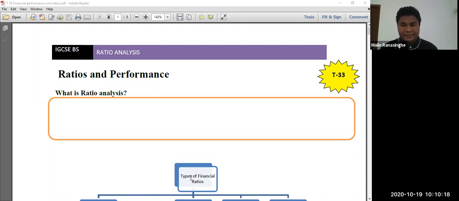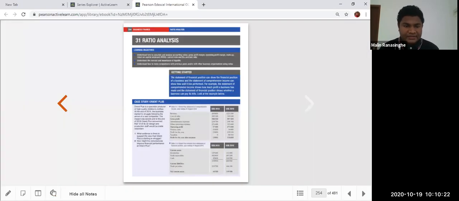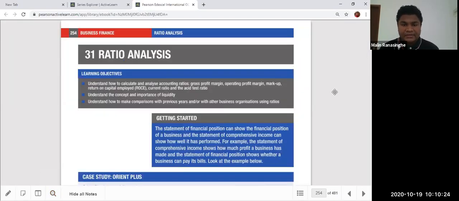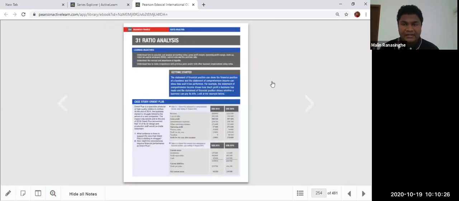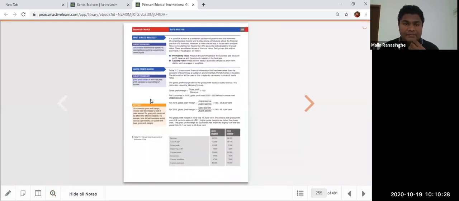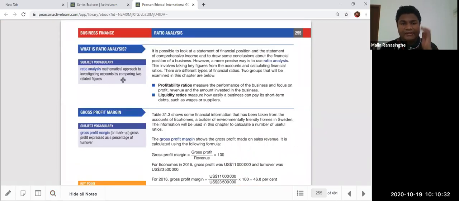You see in this textbook, I'll share the screen right now. Ratio analysis is a lesson that we are going to do. Write down the definition again if you have handouts. This is the ratio analysis definition: it's a mathematical approach to investigating accounts by comparing two related figures.